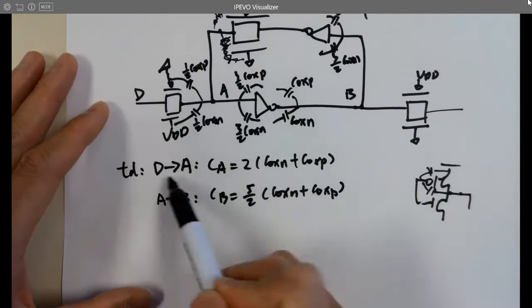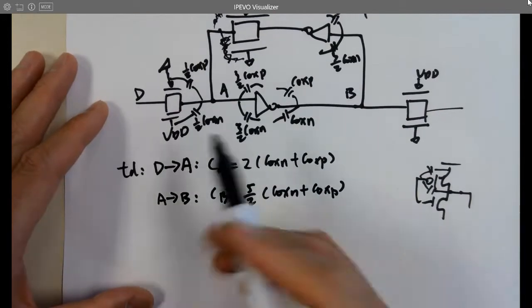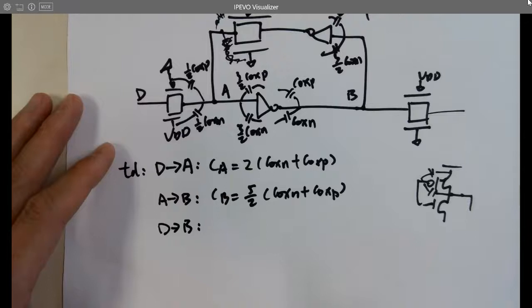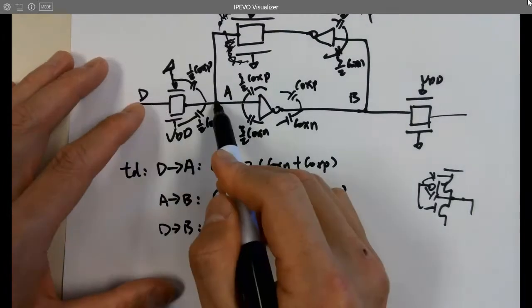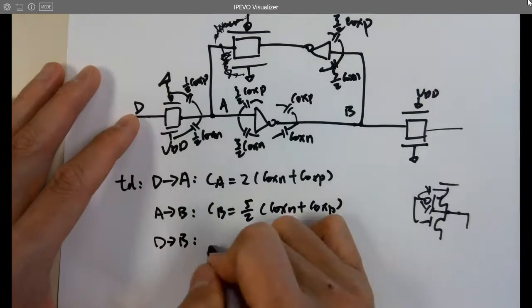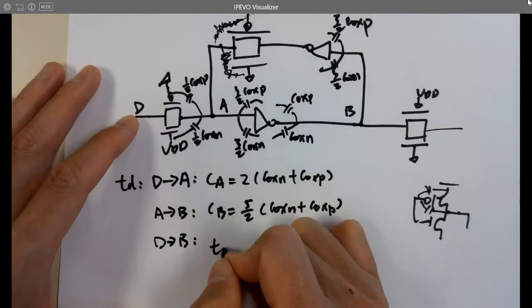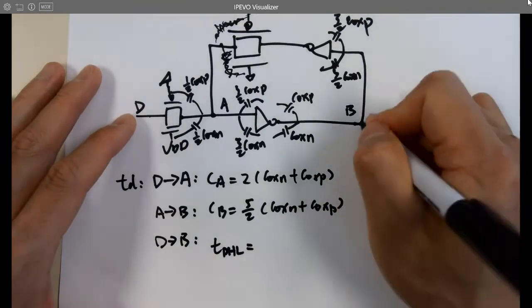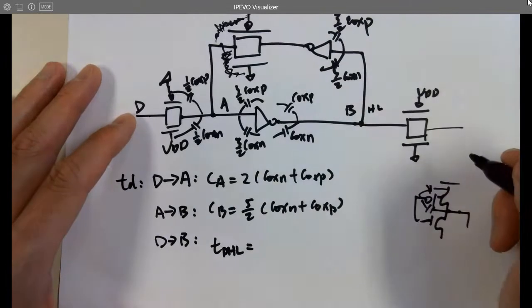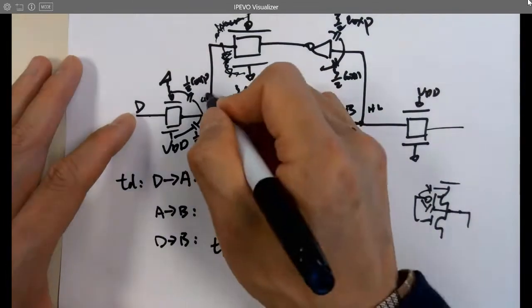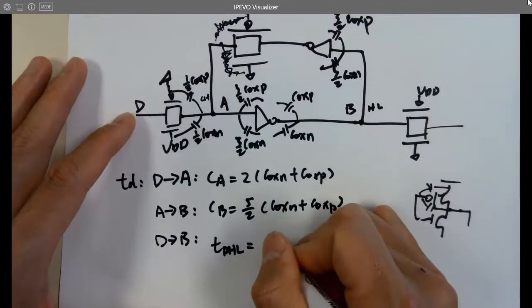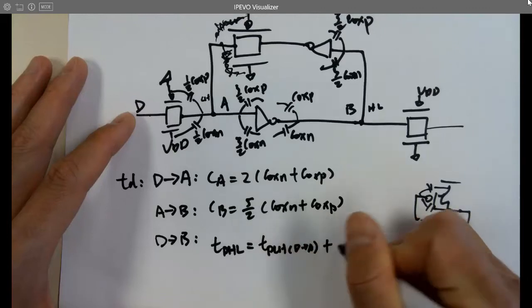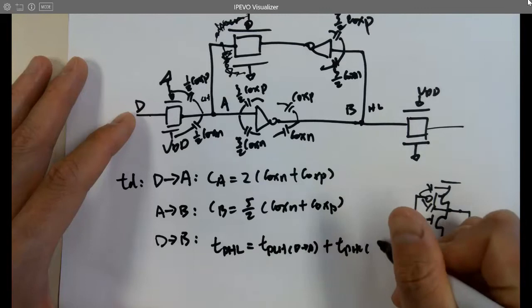So when you do the calculation, D2A is this, A2B is this. What about D2B? You have to calculate it separately, because the signal from here to here is not being inverted. So if you are calculating, for example, TPHL from D2B, you are looking at B going from H to L. Then here must be L to H. So it becomes TPLH of D2A, plus TPHL from A to B.